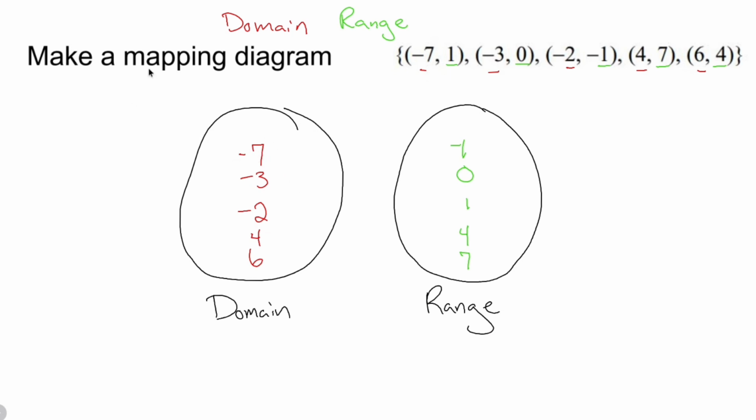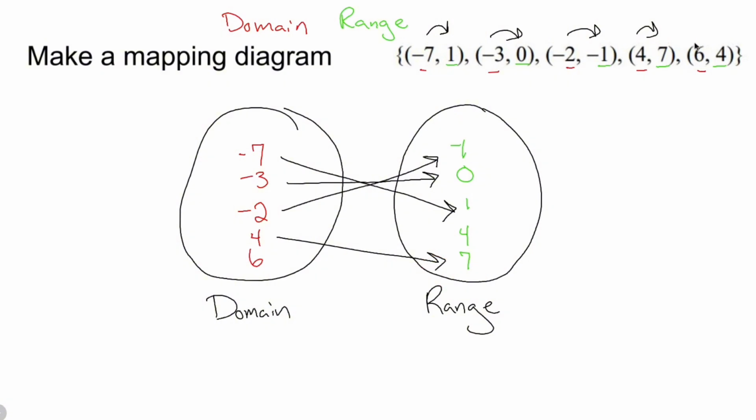Now, what we're going to do is we need to map these. In other words, what's happening with -7? Well, -7 is going to 1, so I'm going to take -7 and put an arrow to regular 1. -3 maps to 0, so I'm going to put -3 to 0, like so. -2 maps to -1, so I'm going to put -2 mapping to -1, like so. 4 maps to 7, like that. 6 maps to 4, like that. And we have ourselves a mapping diagram.